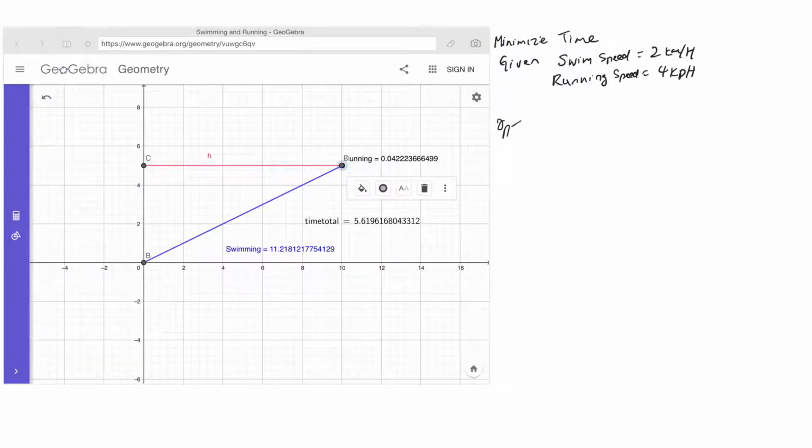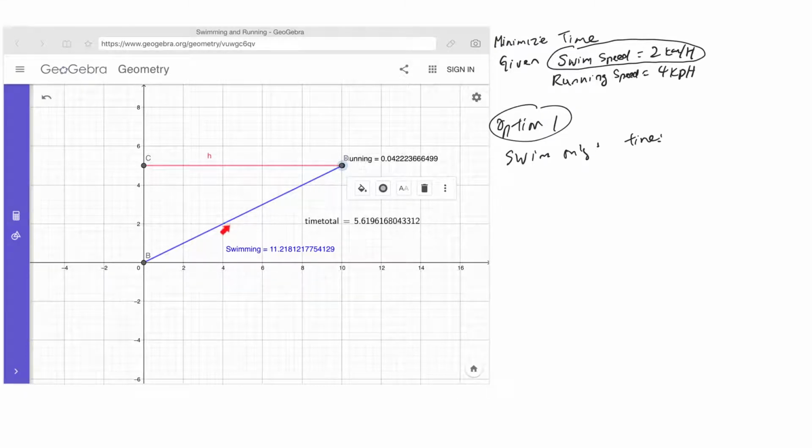If we were to calculate the time, I'm going to put here option 1. Option 1 is to swim only. And if you did that, how would you calculate the time? What we know is that the swim speed is 2 kilometers per hour, and the distance is that blue line that you see right over here. How do we calculate the time when you have time, distance, and speed? Because we are minimizing time, we have to know the function. Speed is distance over time. But because we are minimizing time, we want to isolate for time. If you rearrange this equation, time becomes distance over speed.